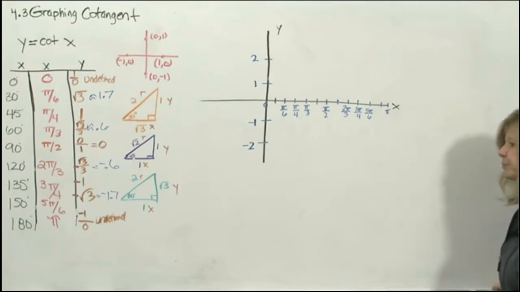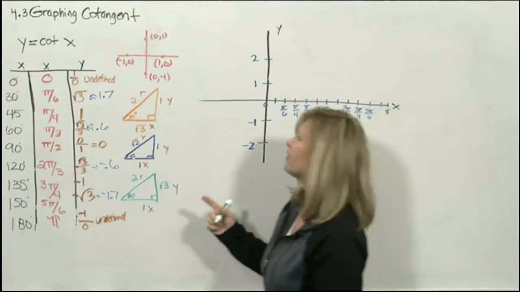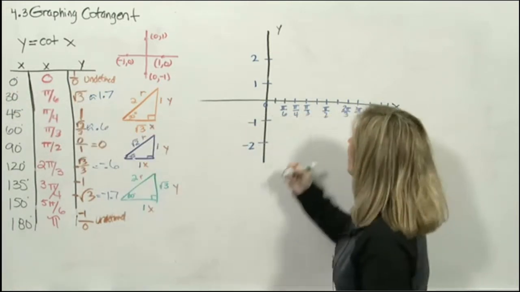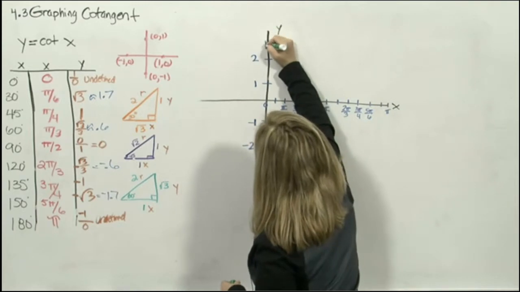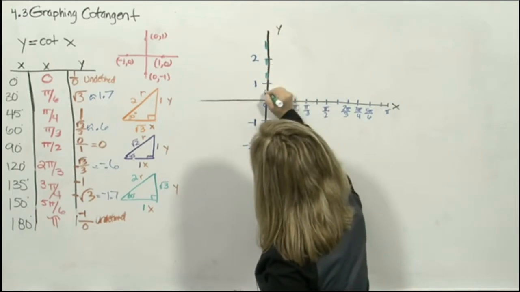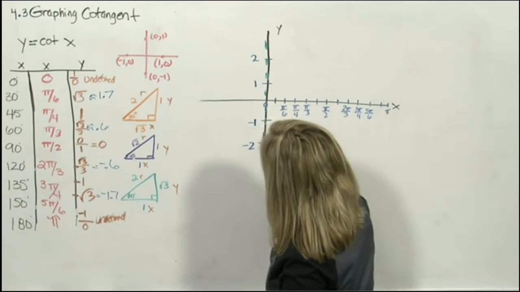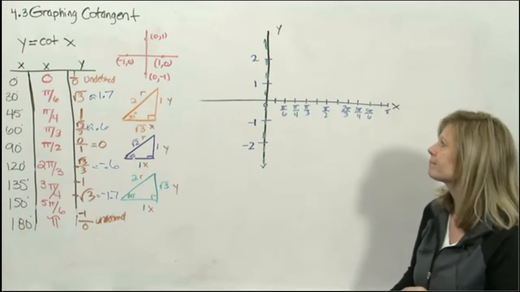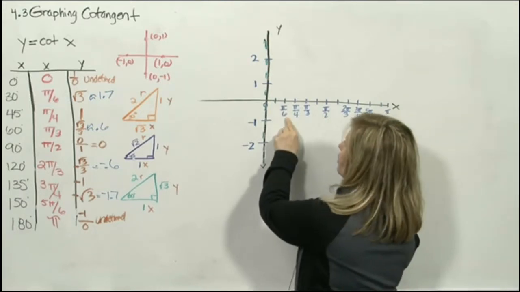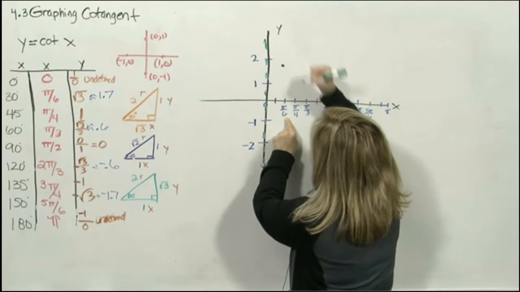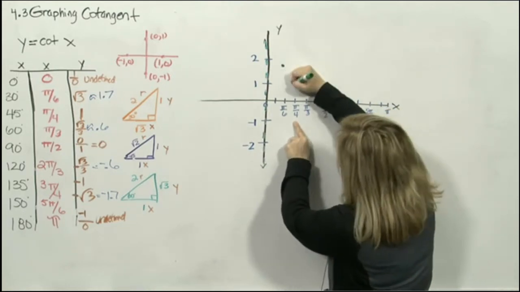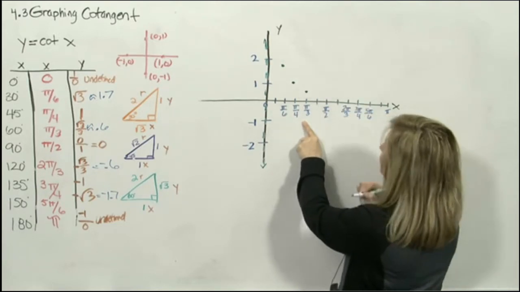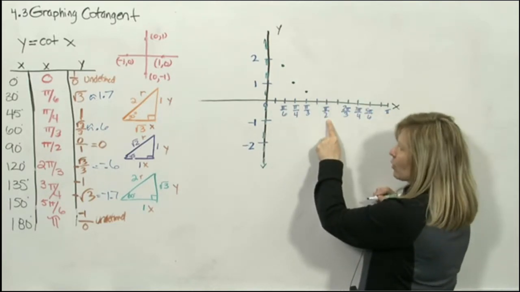Okay, excuse me. Now we're ready to plot. So let's just follow our T-table. At 0 degrees, we are undefined. Undefined means that's where I will draw my vertical asymptote. So my first vertical asymptote will be on the y-axis. That means my cotangent curve cannot cross that. My second point at 30 degrees is up to 1.7. At 45 degrees, I'm exactly at 1. At 60 degrees, I'm at 6/10. Then at 90 degrees, I'm at 0.